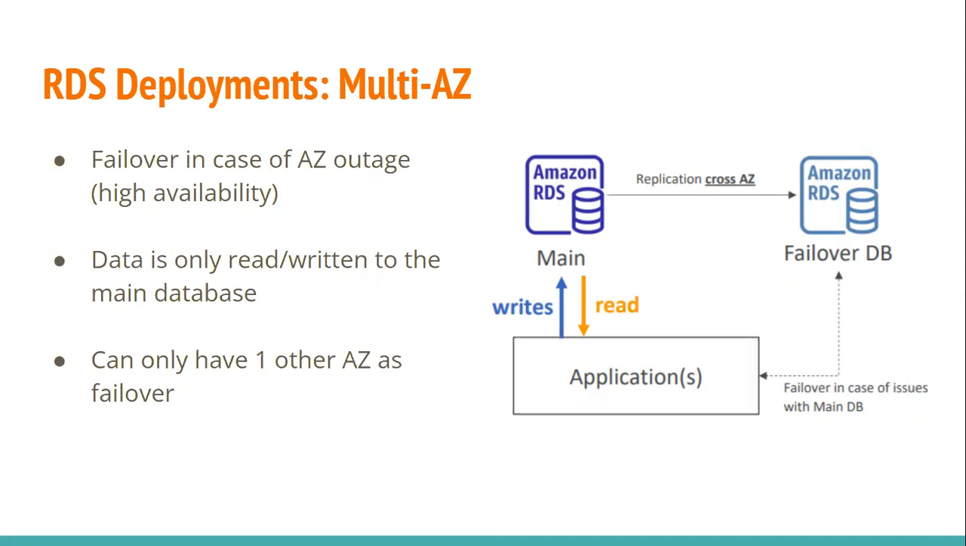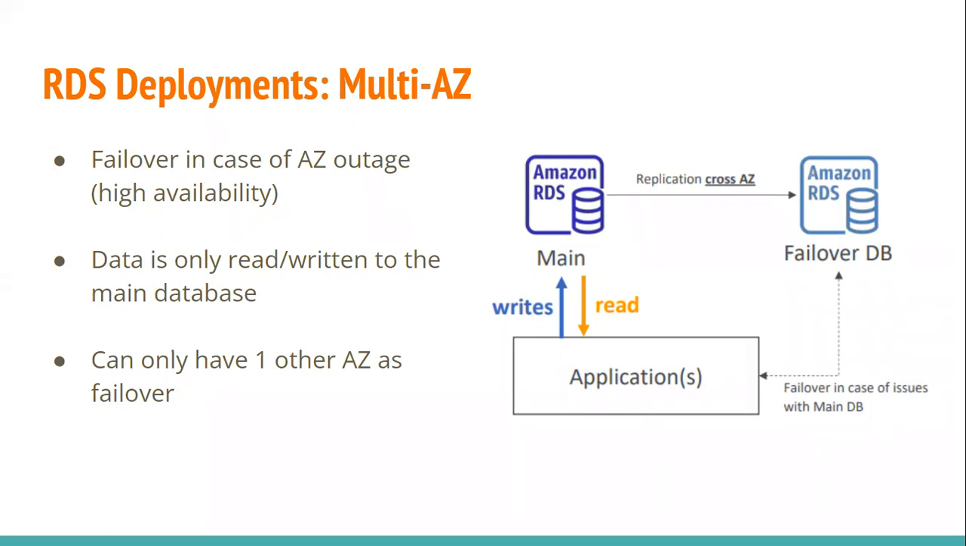Okay, so let's understand this. The failover in case of any AZ outage, high availability. As I mentioned, if any database goes down, it will automatically redirect to the failover database, and it will keep the services ready for you. So basically, it provides you high availability for your application, right?